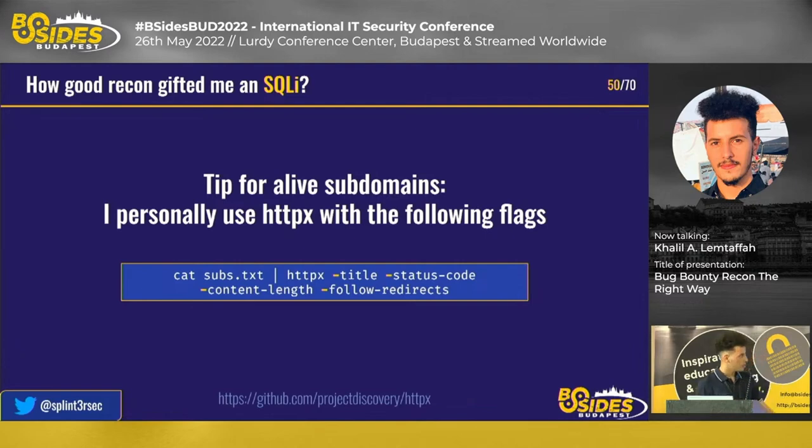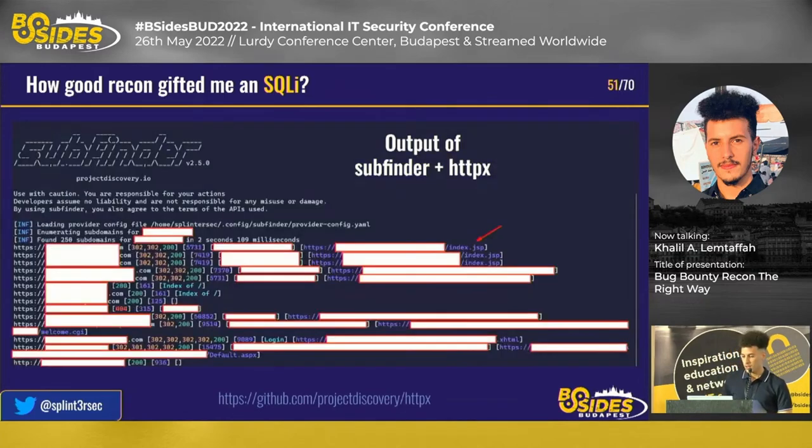And I use it with the following options or tags: tag title for the title of the web page, status code of the HTTP response, the content length in bytes of the page, and follow redirects if there are any. So this was the output of Subfinder and HTTPX on the target that I found in the acquisitions page.